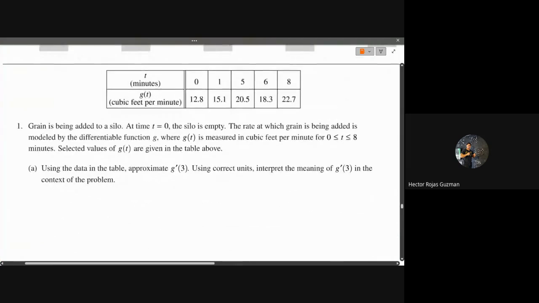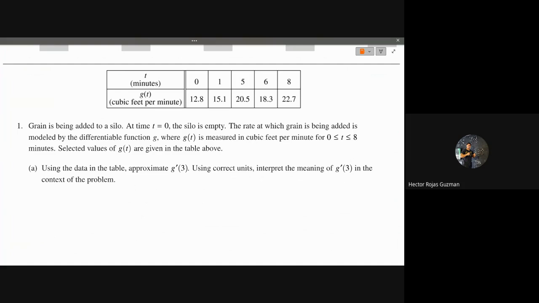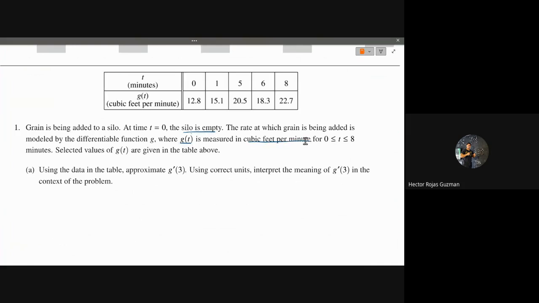Okay, number 1. If grain is being added to the silo at t equals 0, the silo is empty. The rate at which grain is being added is modeled by the differentiable function g of t, measured in cubic feet per minute, for t from 0 to 8. Using the data in the table, approximate g prime of 3. Using correct units, interpret the meaning of g prime of 3.